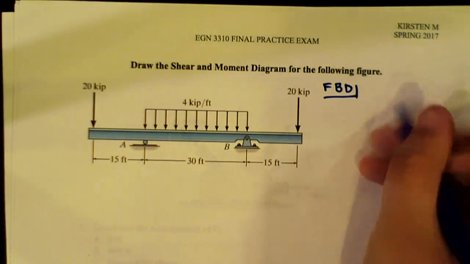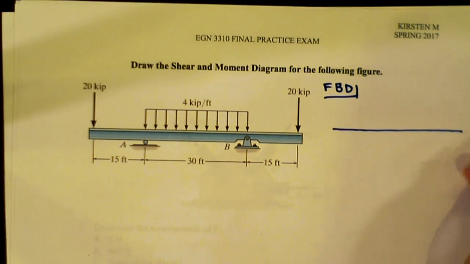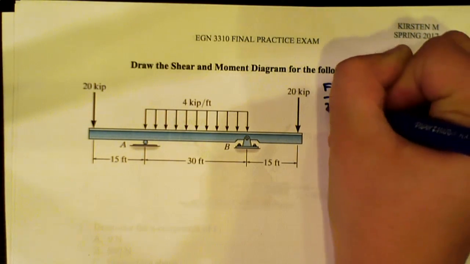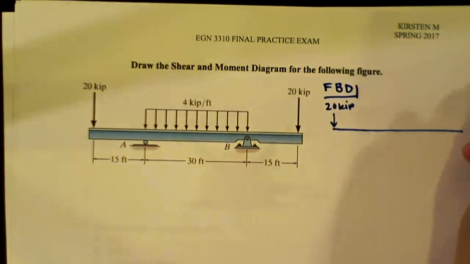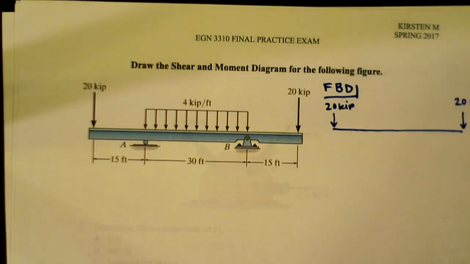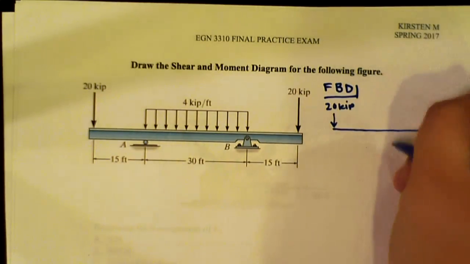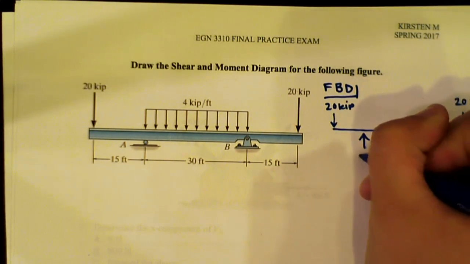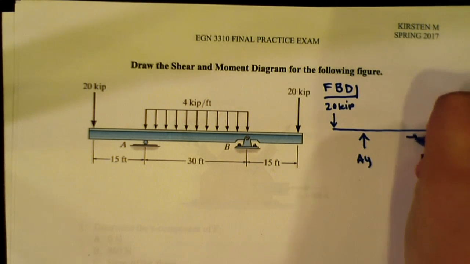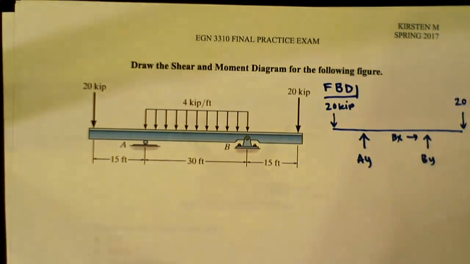So free body diagram. We know we have a beam. We know we have the 20 kips over here, 20 kips over here. We know that we have an Ay at our roller, and we know we have a By at our pin and a Bx at our pin. Why does a pin have 2 reaction forces but a roller only has 1?